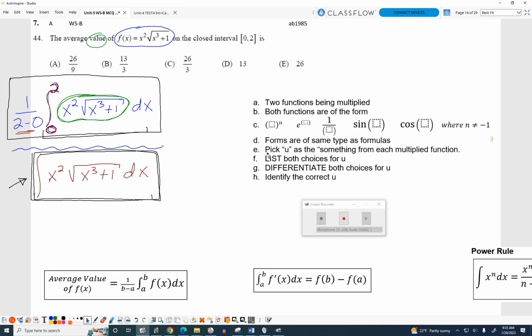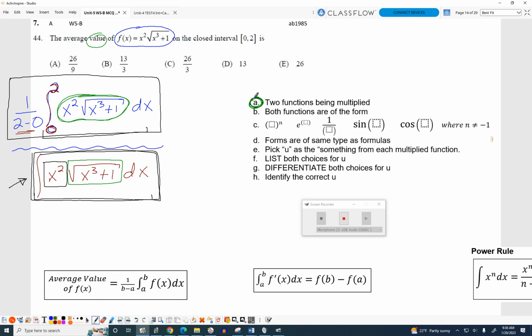So I found out that the rule doesn't work. Now I go down this list. I ask myself, am I looking at two functions that are being multiplied? Yes. Lily, what are the two functions that are being multiplied? X squared and then the square root of x cubed plus 1. Yeah, I've got this black function x squared, and I can circle this one. So it's the green function, root x cubed plus 1. So I absolutely have two functions being multiplied, 2 points for Lily. So this U substitution process might work. Might. It doesn't always work.